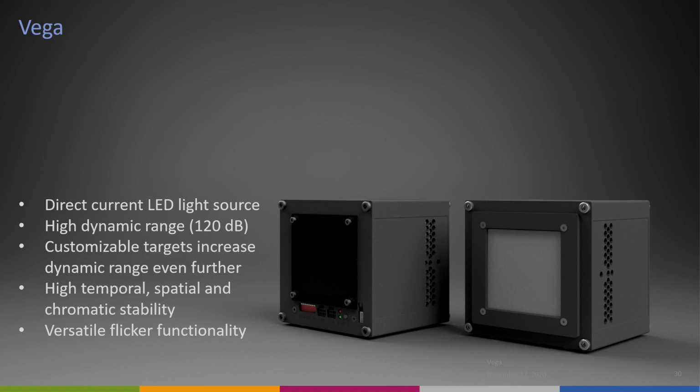So summarizing, VEGA is a direct current LED light source. It has a very high dynamic range, 120 dB only for the light source without any targets. Speaking of targets, they are customizable to increase the dynamic range even further. And it provides a high temporal, spatial, and chromatic stability. It's a very versatile light source with flicker functionality.